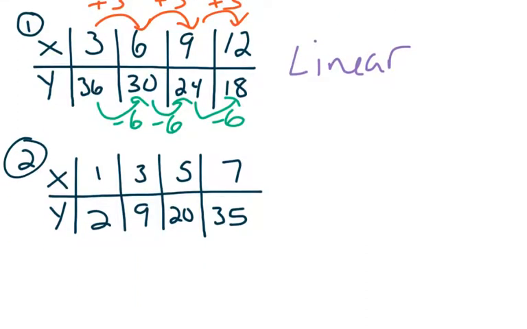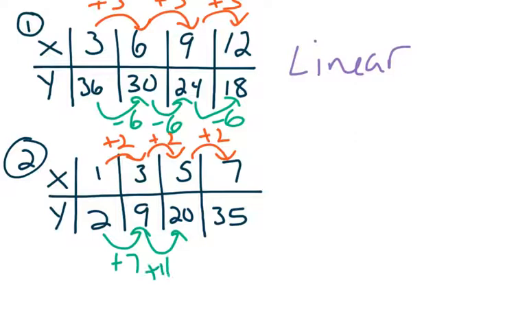Okay, number two, let's see, we did the x's in red, so we'll go back to red. From 1 to 3, that's up 2. From 3 to 5, also up 2. 5 to 7, up 2. So we have a promising start here for our x values. They are all the same. Let's go take a look at the y's. From 2 to 9, that would be up 7. From 9 to 20, that's up 11, and from 20 to 35, that's up 15. So while we had the constant change in x's, we don't have it in y's. So this one here, number 2, would be an example of a non-linear function.